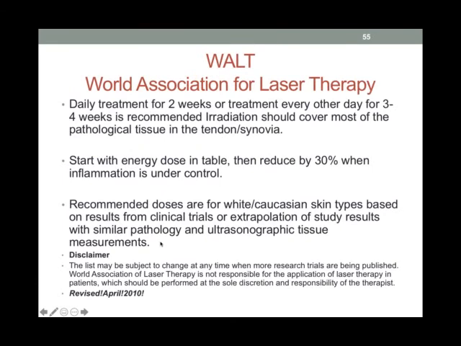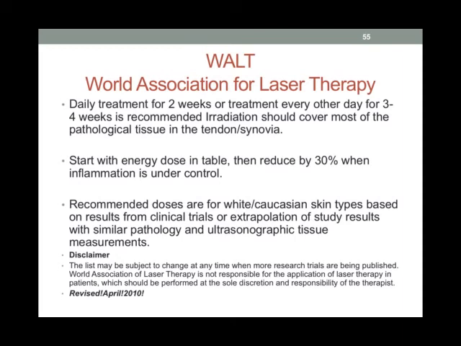All right. The other recommendation is daily treatment, so 5 days a week for 2 weeks. Or if you can't quite make that frequency, every other day for 3 to 4 weeks is what is recommended. And that's definitely something that you see in the literature. That's how all the studies are being looked at.